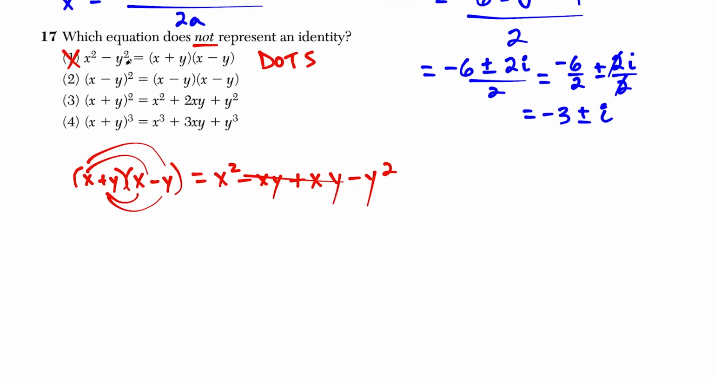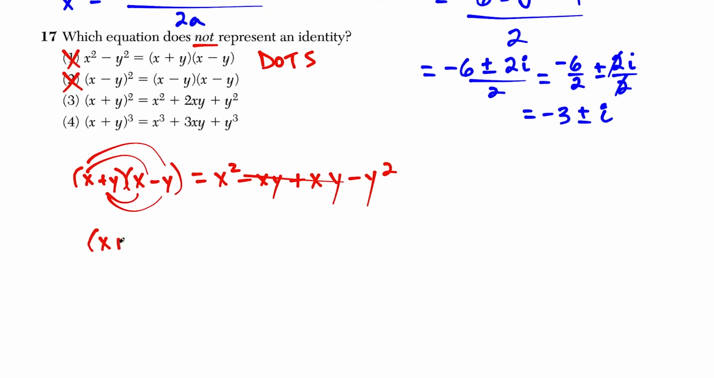And the same idea for the next one. If I write x minus y squared, I could write it as the product of x minus y times x minus y. So this is just the definition of an exponent. So that's why 2 is definitely an identity, because we're just using the definition of an exponent. So this will work every single time. And now for the next one here, we could just multiply this out.